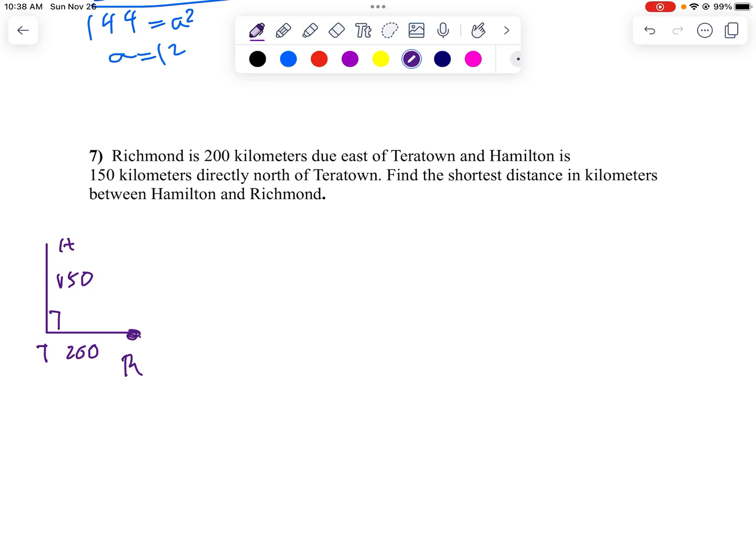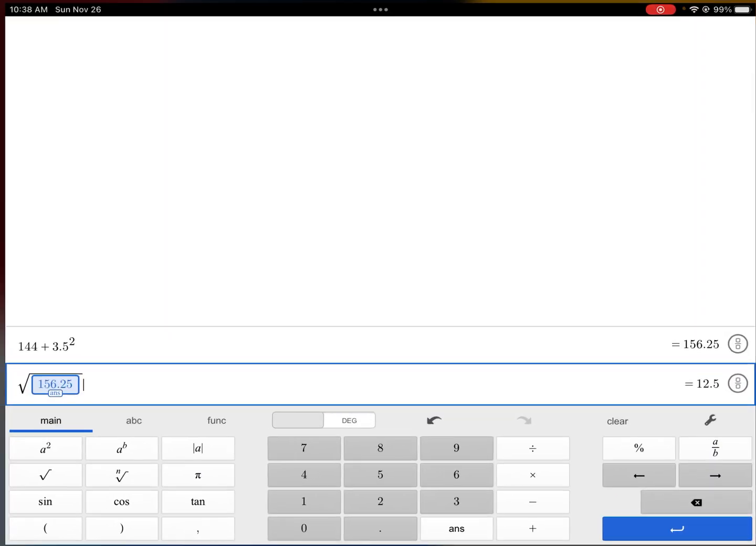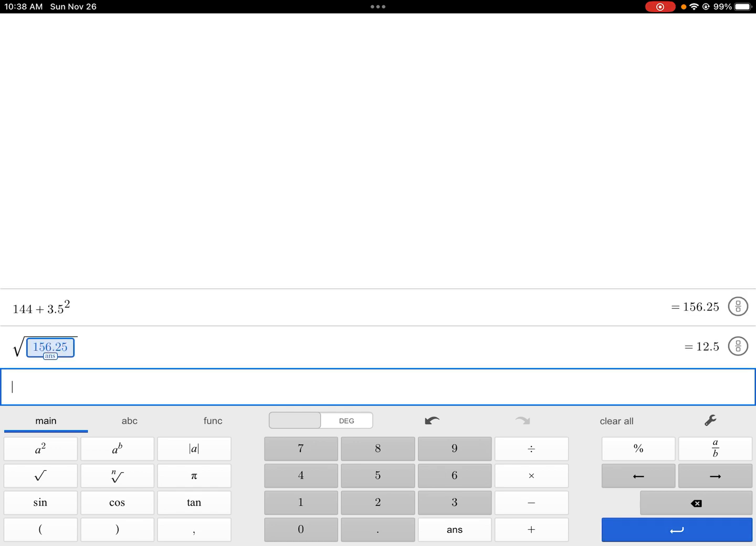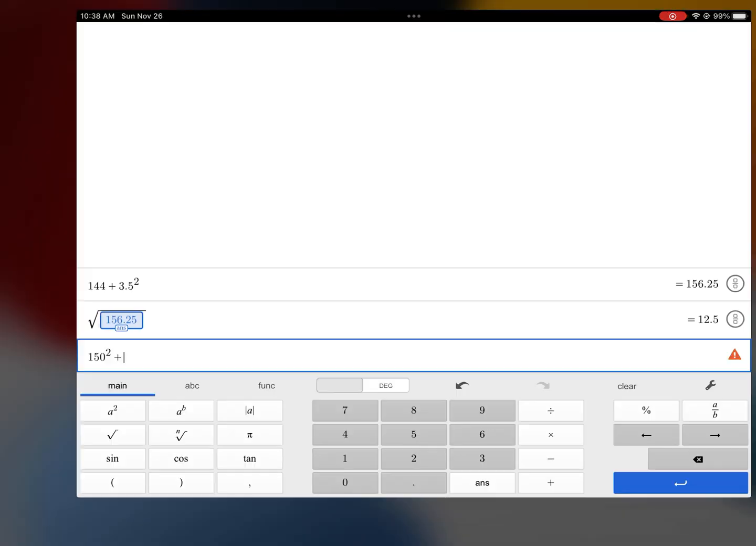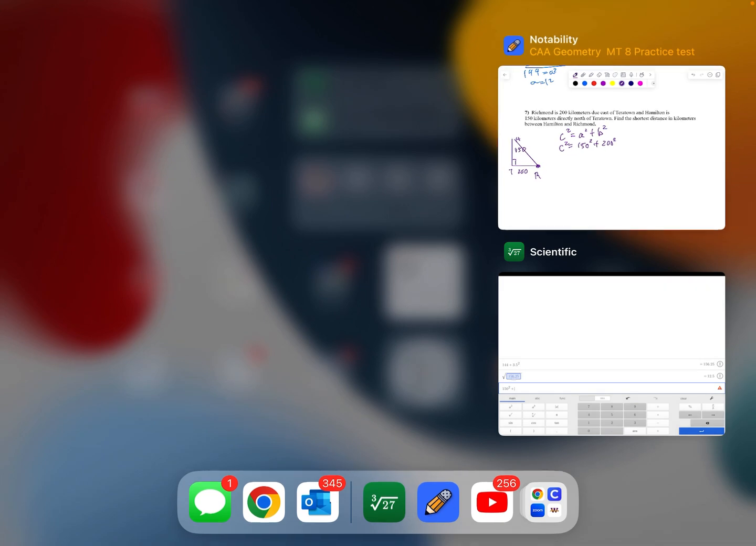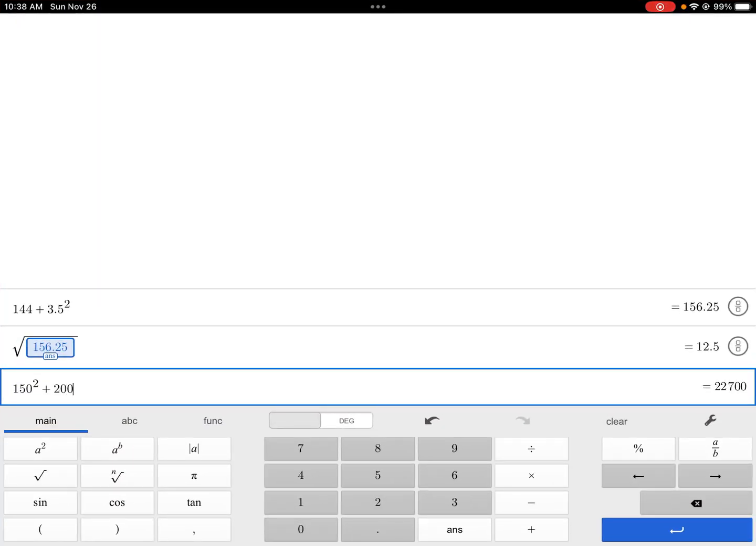And then find the shortest distance. Well, my shortest distance is going to be a straight line. So we're just going to find the hypotenuse here. So we're going to say c squared equals a squared plus b squared. In other words, c squared equals 150 squared plus 200 squared. So let's go ahead and do that in our calculator. Probably could have done that by hand, but we'll use our calculator. So 150 squared plus 200 squared. And we get 62,500.